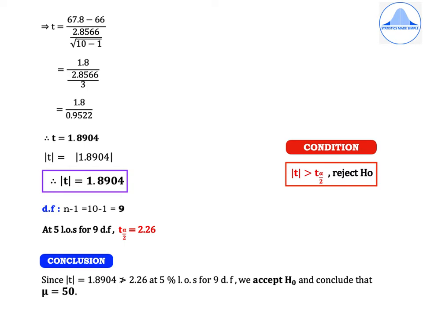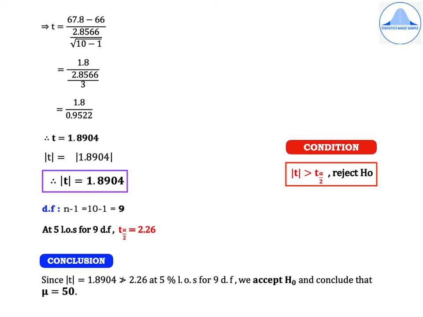Substituting all the terms in the test statistic, we get t equal to 67.8 minus 66 divided by 2.8566 whole divided by root of 10 minus 1. So this is equal to 1.8 divided by 2.8566, and we know that root of 9 is 3, so it is divided by 3, which is equal to 1.8 divided by 0.9522. So t is equal to 1.8904.